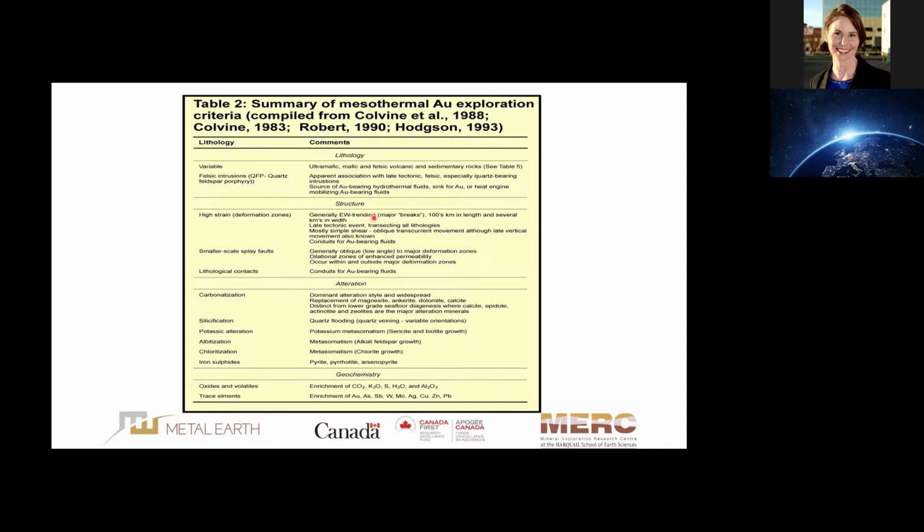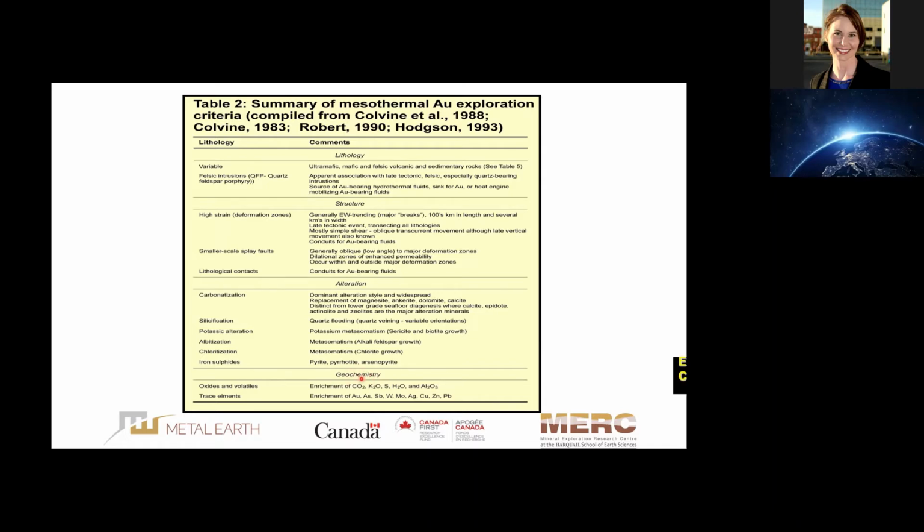We can extract data from the mapped geology that's already in existence, or we can interpret magnetic data for shear zones and faults, etc. And down the list, you can see that we're looking at lithology, structure, alteration, and of course, geochemistry, which becomes very, very important.